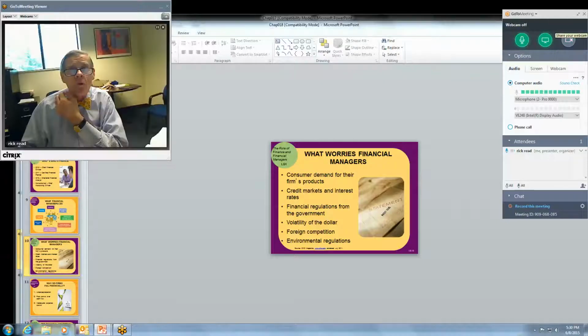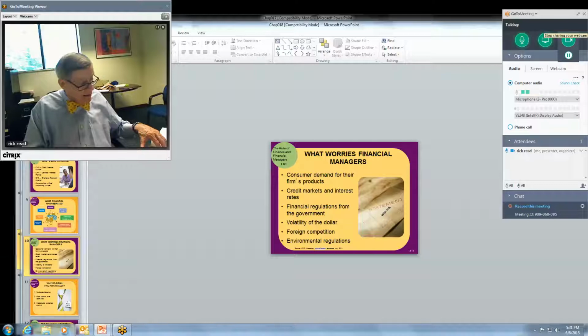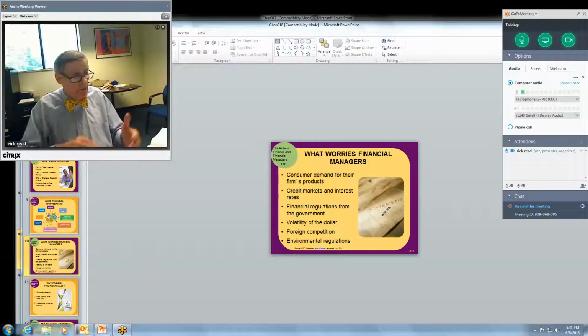These are things that worry financial managers, and I don't want to go into a great deal about it, because you can read this slide as well as I can. But the one I want to mention to you right now that is affecting all American companies today, and especially those that do business overseas, do global trade, is the strength of the United States dollar. It has cost companies money, because people are going to buy fewer products when the cost goes up.